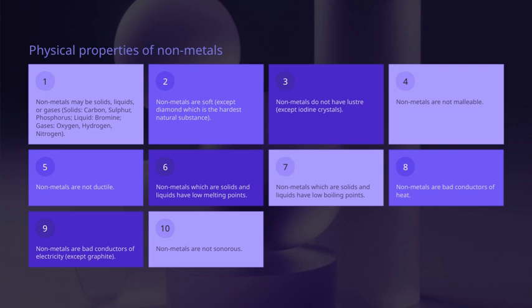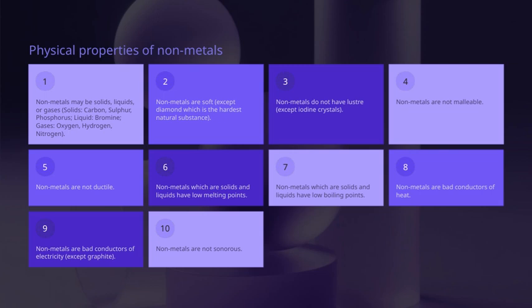When we look at nonmetals that are solids and liquids, they tend to have low boiling points. This means they change from liquid or solid to gas quite easily at relatively low temperatures. Most nonmetals lack luster, or shine, with the exception of iodine crystals, which do have a shiny appearance. This lack of shine is another key visual difference from metals. Nonmetals are also not sonorous, meaning they don't produce sound when struck, unlike metals which are often sonorous.